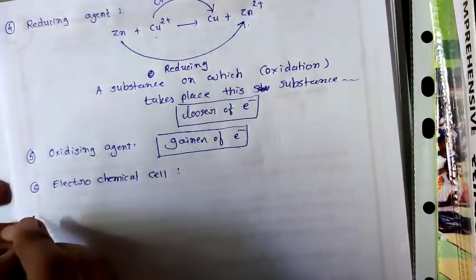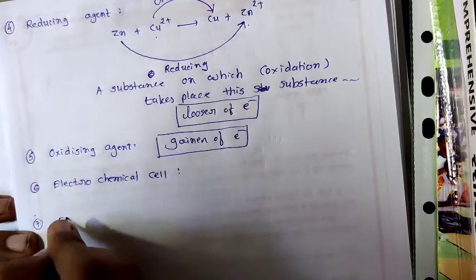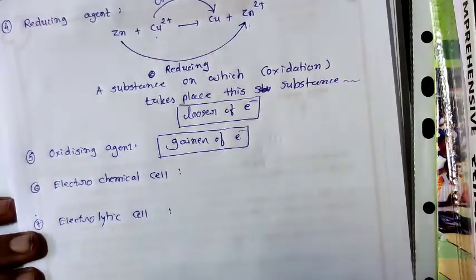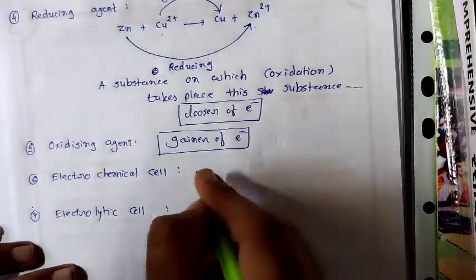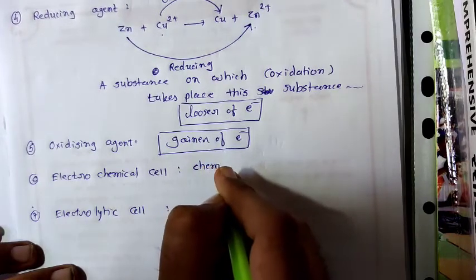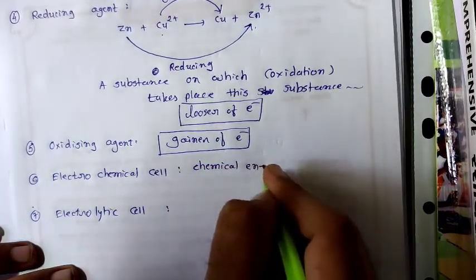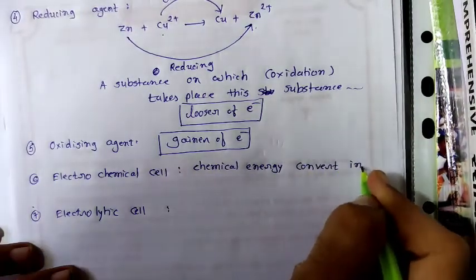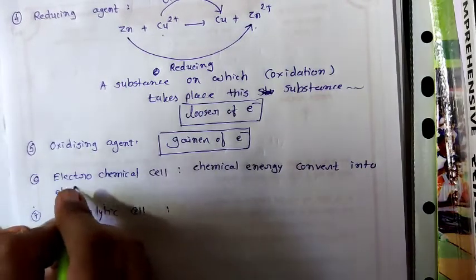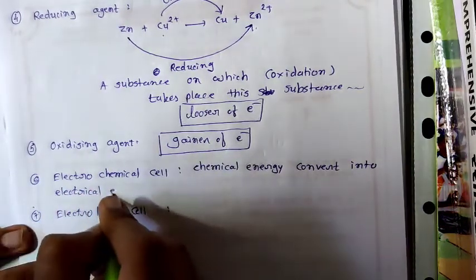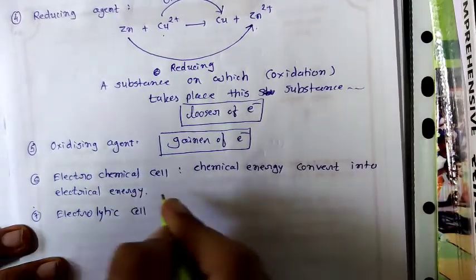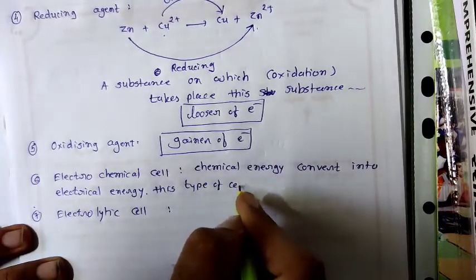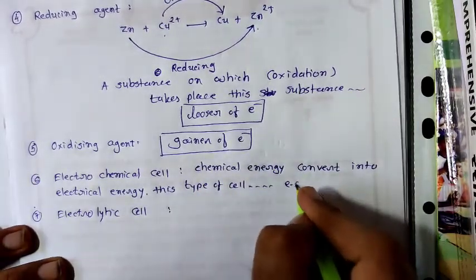Electrochemical cell and electrolytic cell. What is an electrochemical cell? Just see. When chemical energy is converted into electrical energy, this type of cell is known as an electrochemical cell.